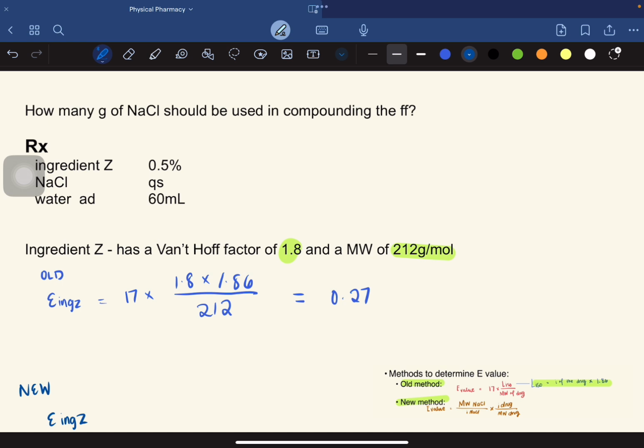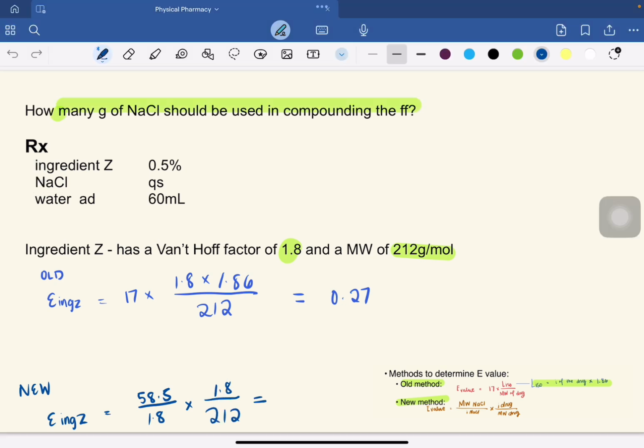So let's practice using the new method. The E value of the drug would be equal to the molecular weight of sodium chloride, which is 58.5, over the Van Hoff number of sodium chloride, which is 1.8, times the Van Hoff number of ingredient Z, which is 1.8, over the molecular weight of the drug, which is 212. If we calculate all of that, we are going to get 0.275 or 0.28. So halos magkapareha lang yung E value.